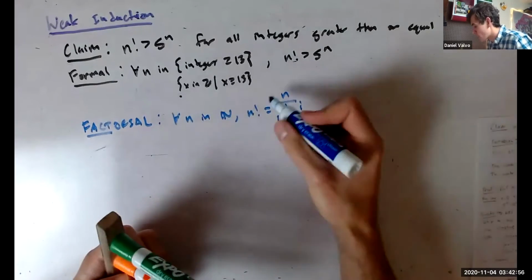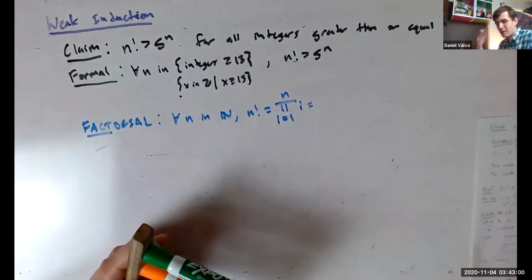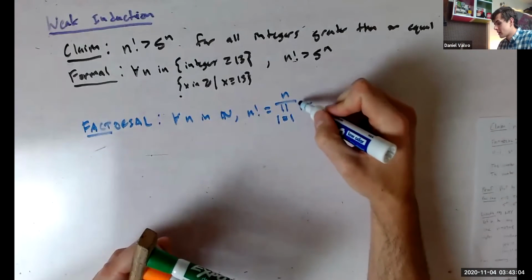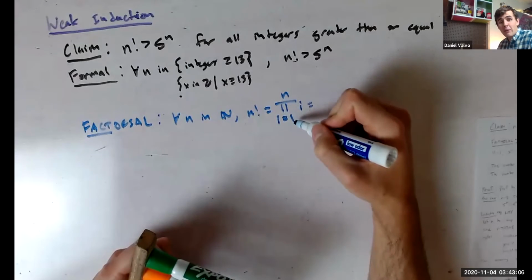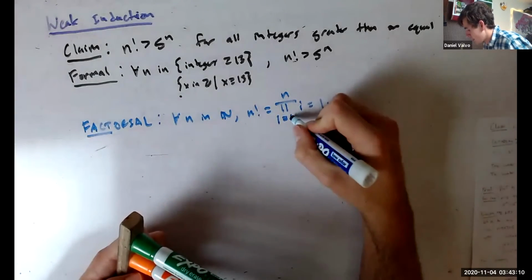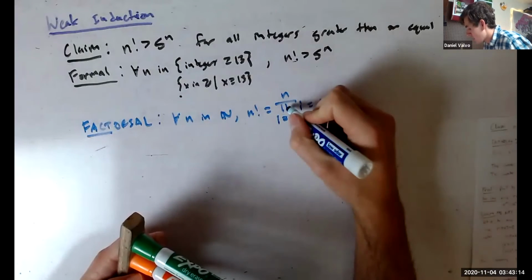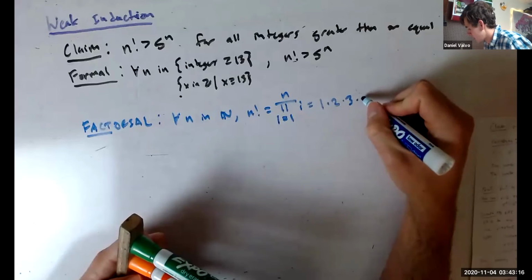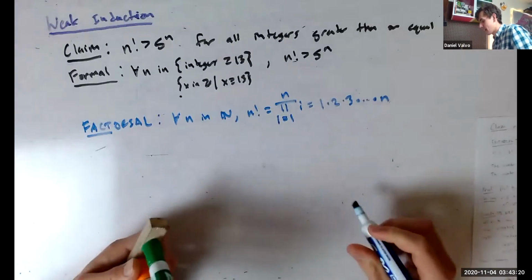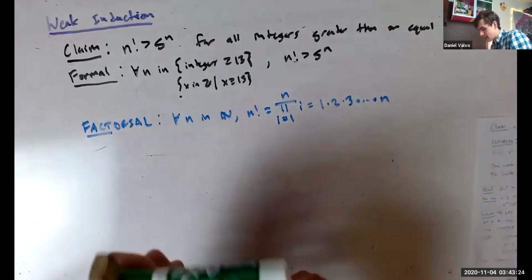And remember, what this product means is the repeated product of this term right here as i ranges from 1 to n. So when i equals 1, i is just 1. When i equals 2, i is 2. When i is 3, i is 3. And we go all the way up to n. So this is what n factorial means. It's 1 times 2 times 3 times 4 all the way out to n.